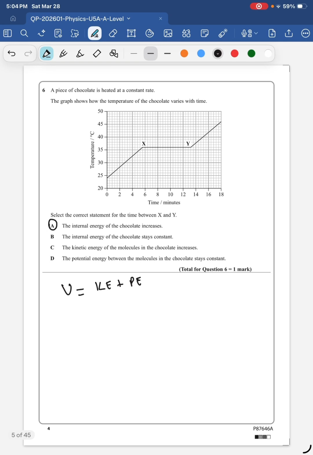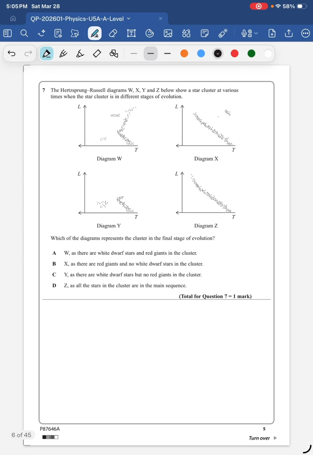And since this is a nice graph, maybe it's worth saying that in this region, the kinetic energy is constant and the potential energy increases. In this region, the potential energy is constant and the kinetic energy increases. The same goes for this region. Okay, let's move on. 7.